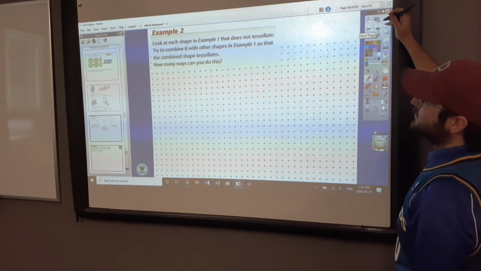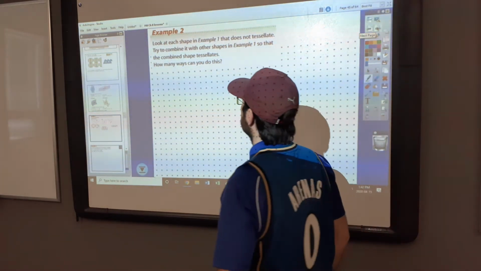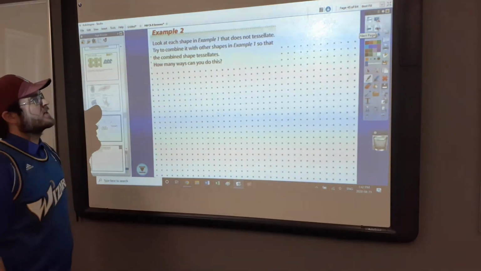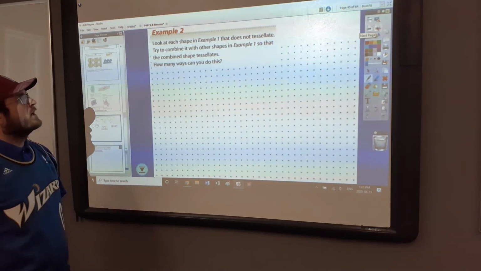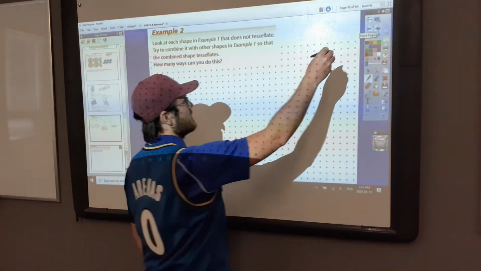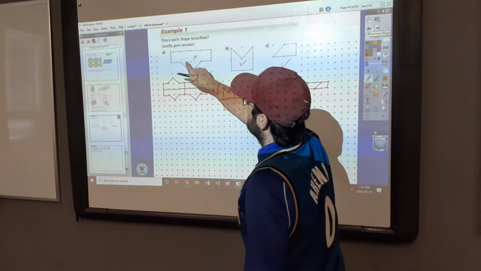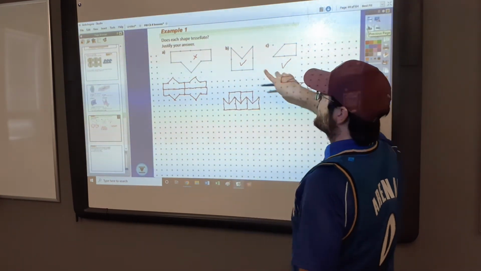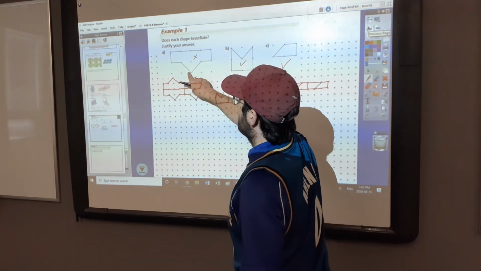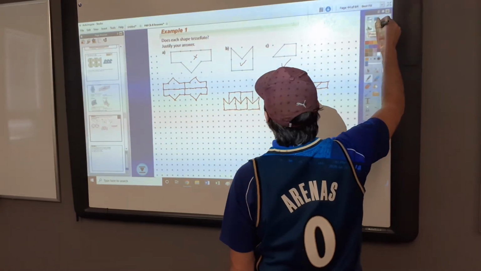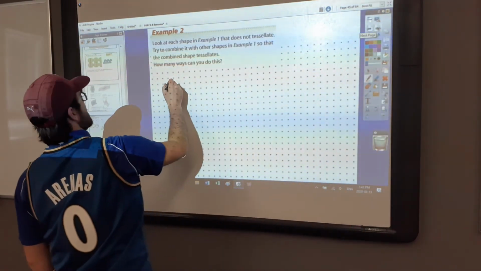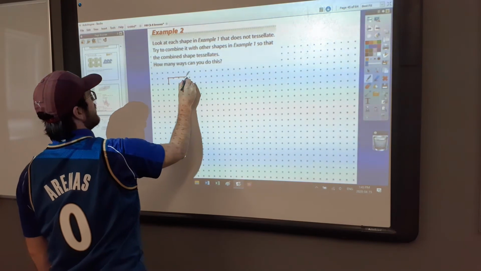Same example too. Look at each shape that does not tessellate. There was just one that didn't tessellate. Try to combine it with the other shape. So maybe some of you are already seeing that this is the one that didn't. Could we combine this? Well, if I notice this part of the shape and this part of the shape, maybe you can start to see where those two shapes could fit together.